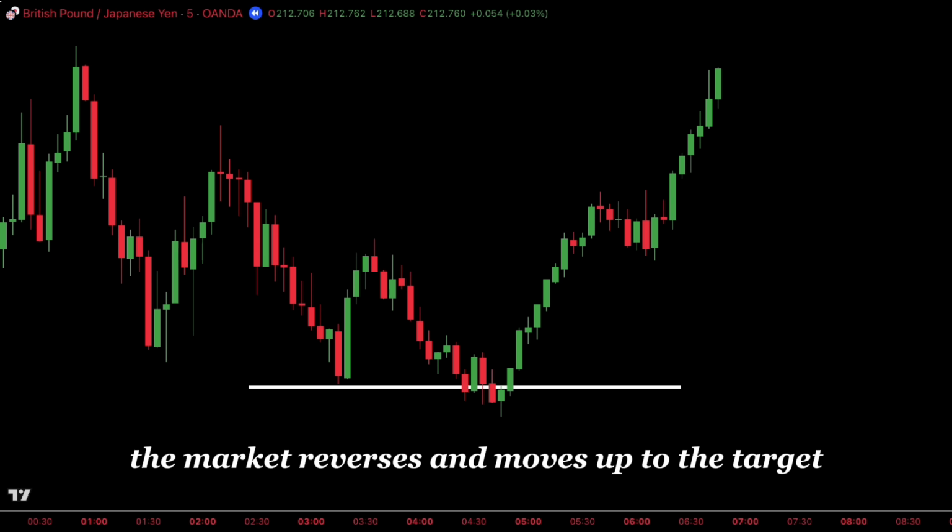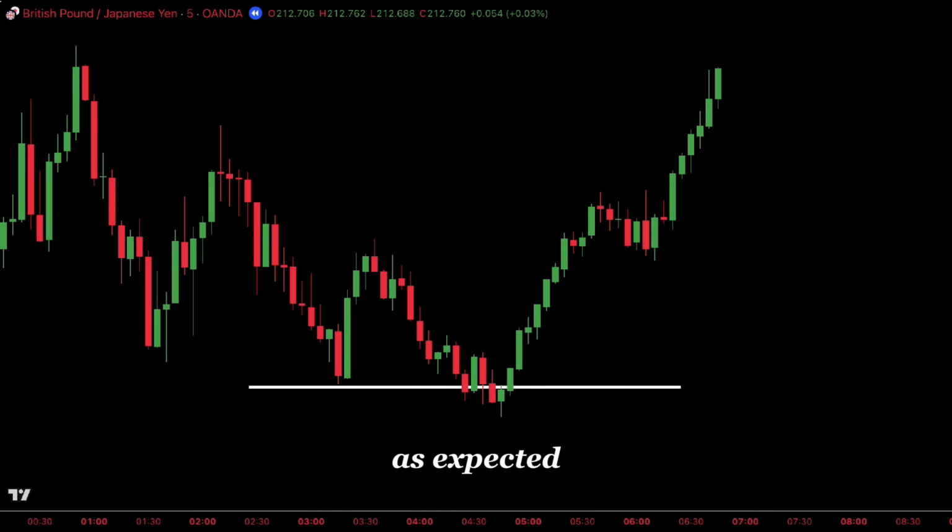The market reverses and moves up to the target as expected. Now let's move to the third institutional area. But before that, make sure you keep watching, because once we finish covering these institutional areas, I'm going to show you exactly how to trade this pattern step by step. So you don't just understand it, you'll know precisely how to use it in the market.